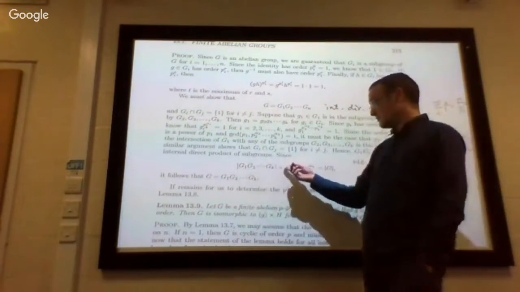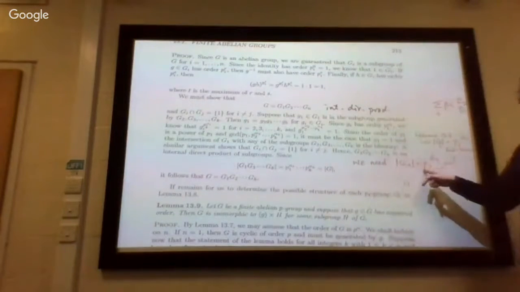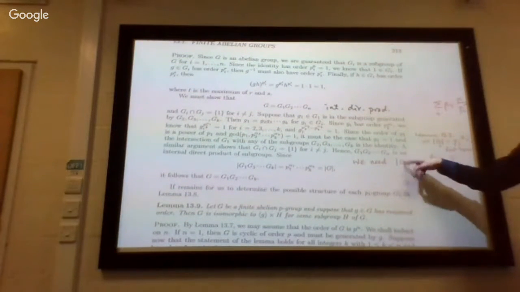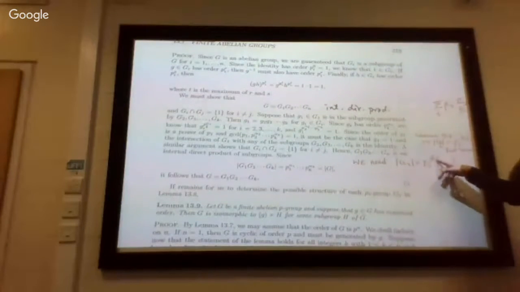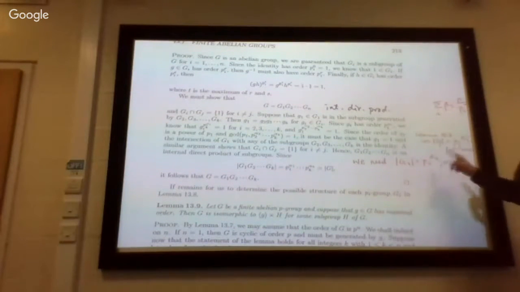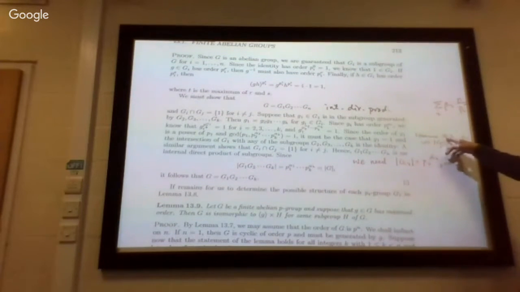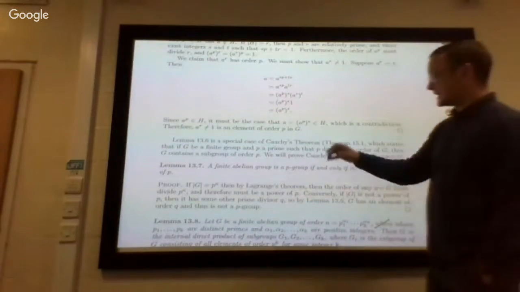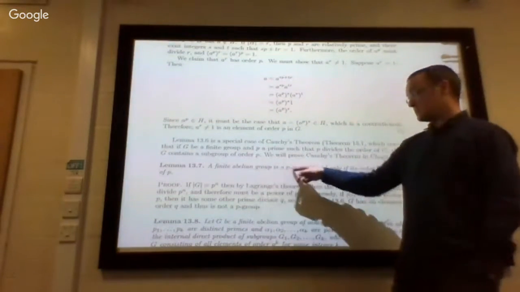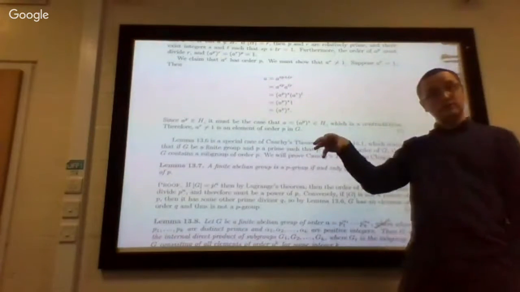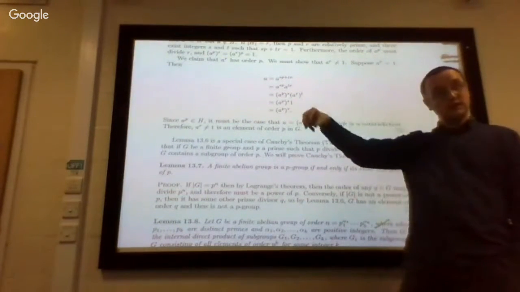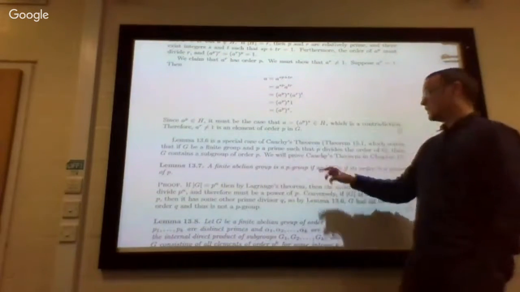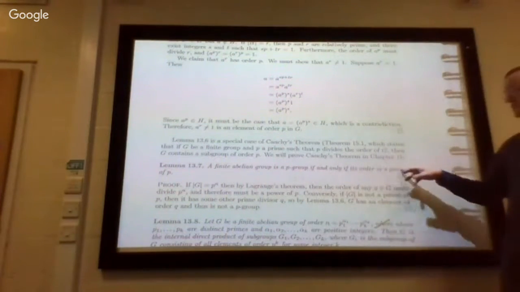So I think the only way he can reach this conclusion is if he's using the fact that the order of Gi is equal to pi to the alpha i. But he hasn't proved that here. Okay, it's not proved here. The only thing that is proved, if we go back to 13.7, is that if a finite abelian group is a P group, and this applies to each of the primary components, they're a P group for a different prime each time. So they are P groups. Well, we know the size of a P group must be a power of that prime.